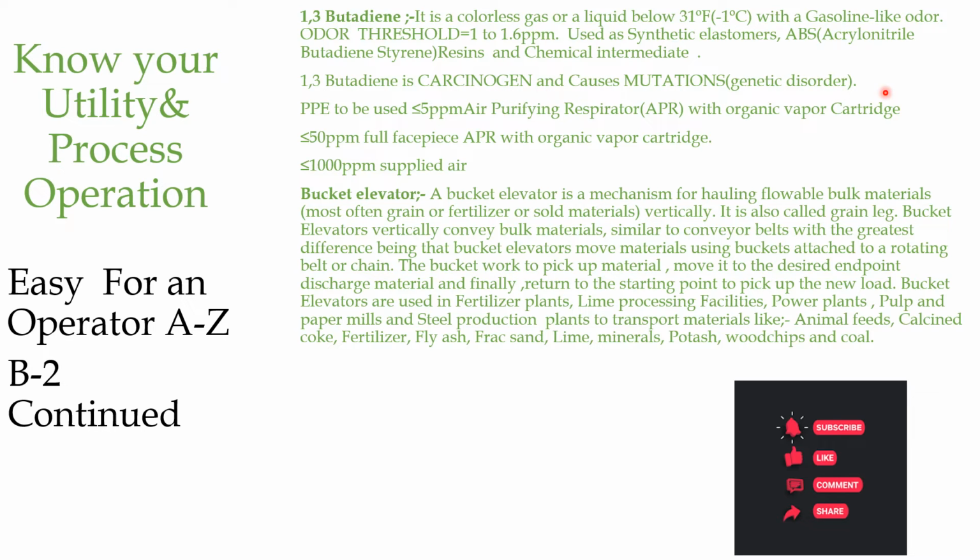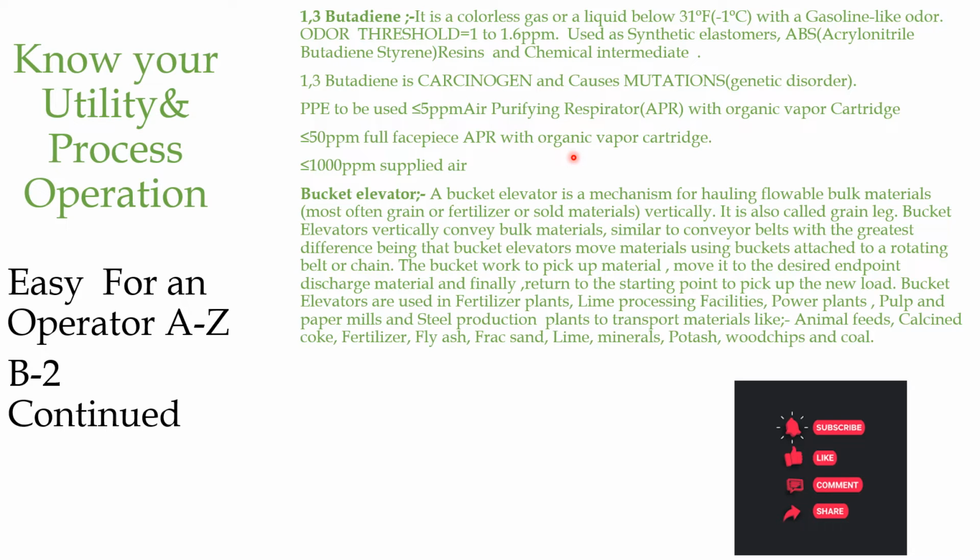You have to wear supplied air or SCBA. If it is less than or equal to 5 ppm, an air purifying respirator with organic vapor cartridge you can use. If it is less than or equal to 550 ppm, a full face piece air purifying respirator with organic vapor cartridge you have to use. If it is less than or equal to 1000 ppm, supplied air is to be used. You have to use continuous supplied air breathing apparatus only.